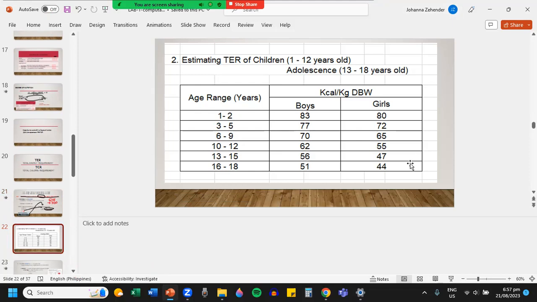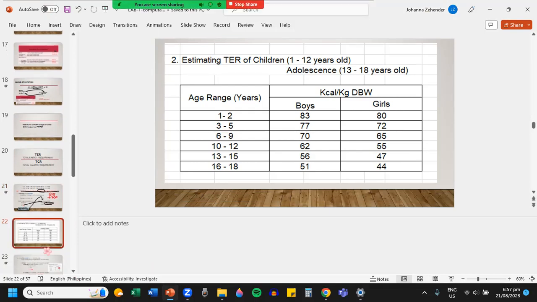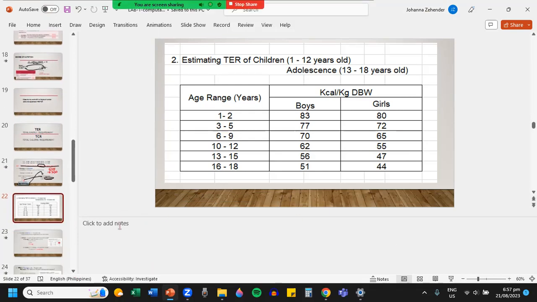Okay, next we have another method of estimating TER, but this time for children. Children age 1 to 12 years old, and also adolescents age 13 to 18 years old. Now we have this age range, so kindly familiarize yourselves with this one. I just had this inserted on the next slide for your reference.